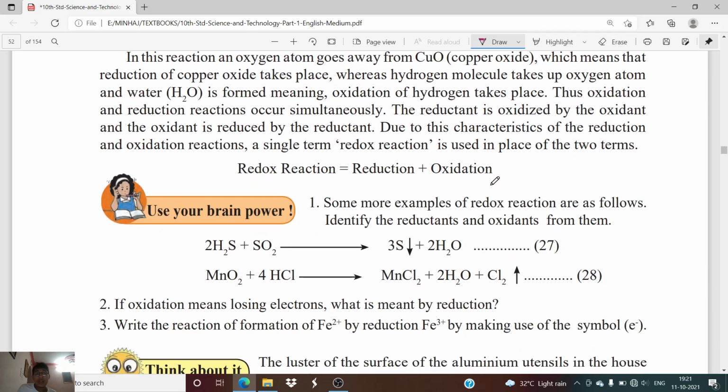When the reduction reaction and oxidation reaction take place simultaneously, such a reaction is called a redox reaction. What is it called? It is called a redox reaction. So what is the definition of a redox reaction? It is a reaction where you will see oxidation and reduction in the chemical reaction simultaneously. So we can also write that redox reaction is nothing but reduction plus oxidation.